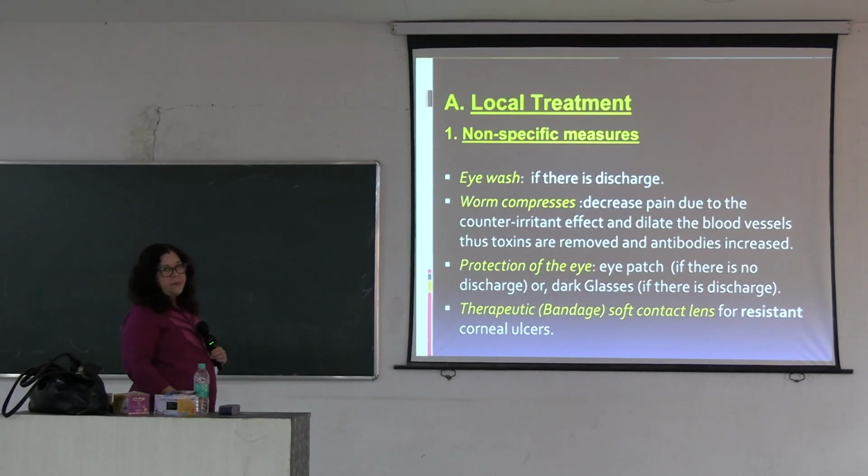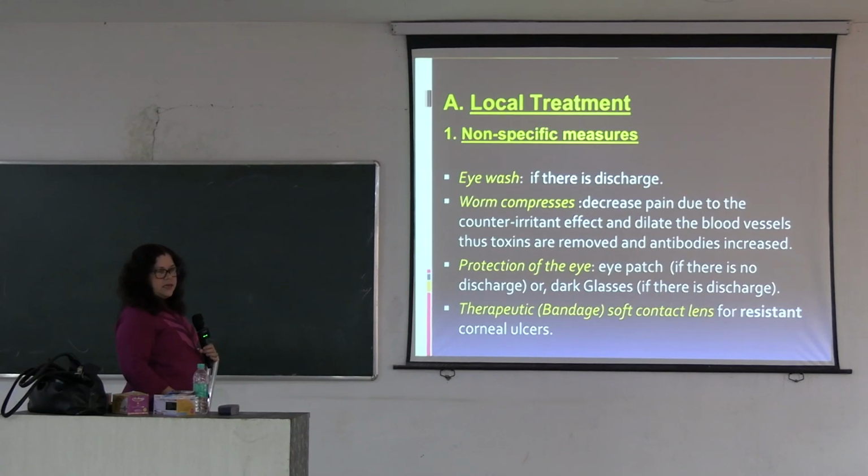A corneal ulcer should not be patched if discharge is present. If discharge is present, then you only provide goggles to protect from sunlight and exposure to air. And if there is no discharge, then we apply the patch. Then the therapeutic soft contact lens. This is given in case of a non-healing corneal ulcer. Soft contact lenses are given to improve healing.